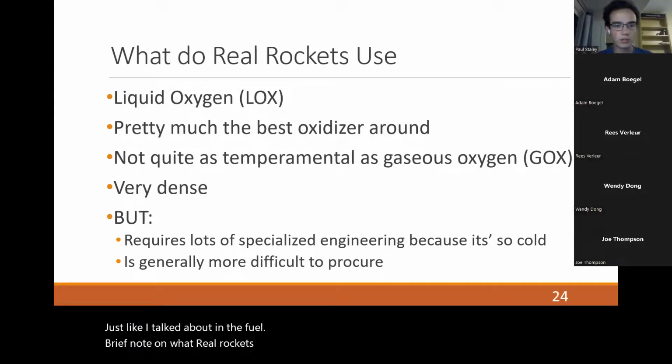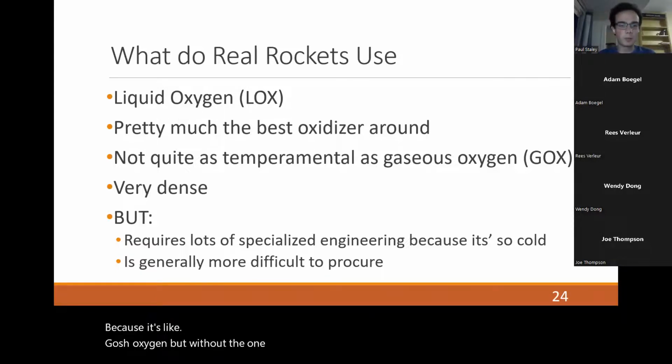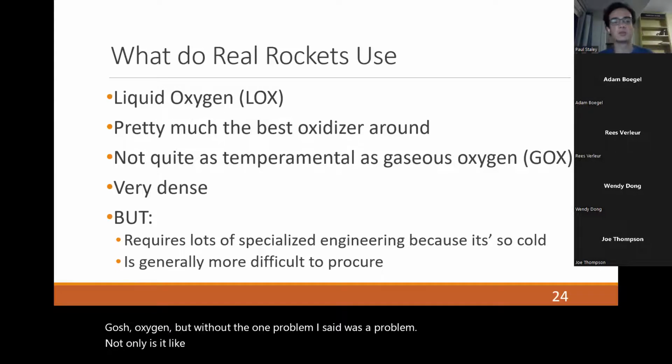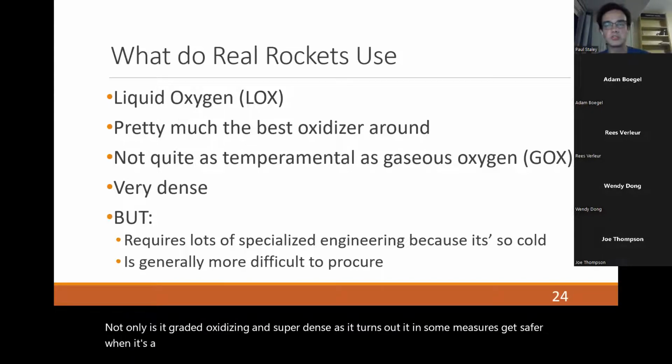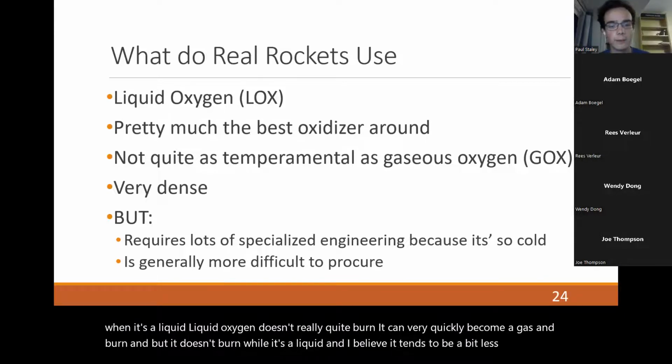Real rockets generally use liquid oxygen because it's like gaseous oxygen, but without the one problem I said was a problem. Not only is it great at oxidizing and super dense, as it turns out, it in some measures gets safer when it's a liquid. Liquid oxygen doesn't really quite burn. It can very quickly become a gas and burn, but it doesn't burn while it's a liquid, and I believe it tends to be a bit less corrosive, but I could be totally wrong about that.